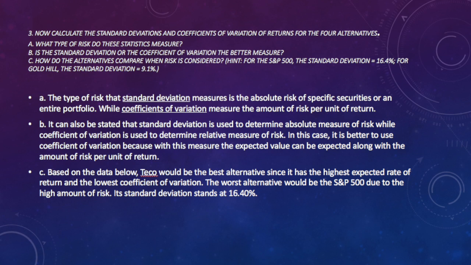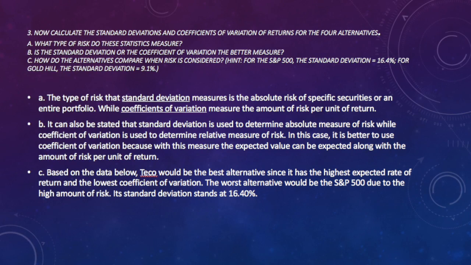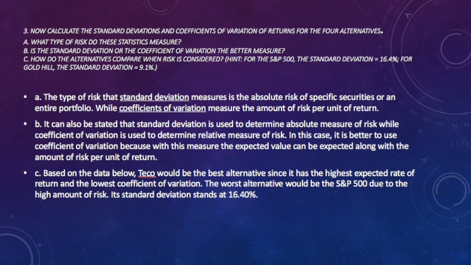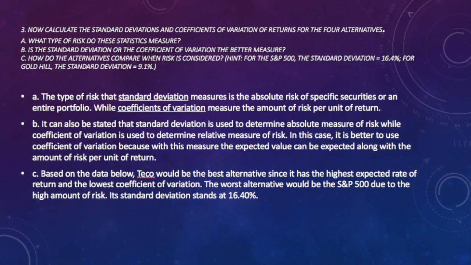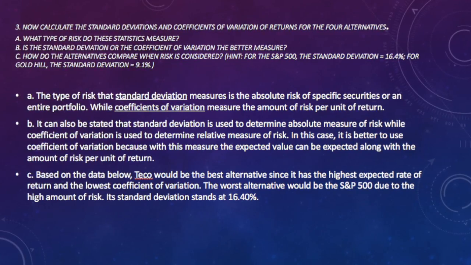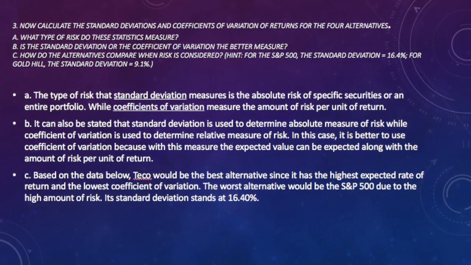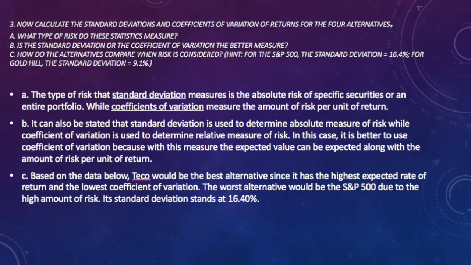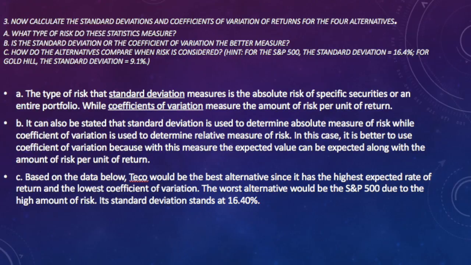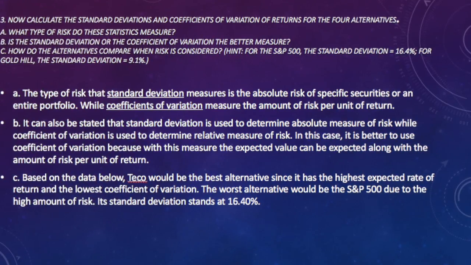For question 3, it states to calculate the standard deviations and coefficients of variation of returns for the four alternatives. Starting with A, what type of risk do these statistics measure? Is the standard deviation or the coefficient of variation the better measure? How do the alternatives compare when risk is considered?